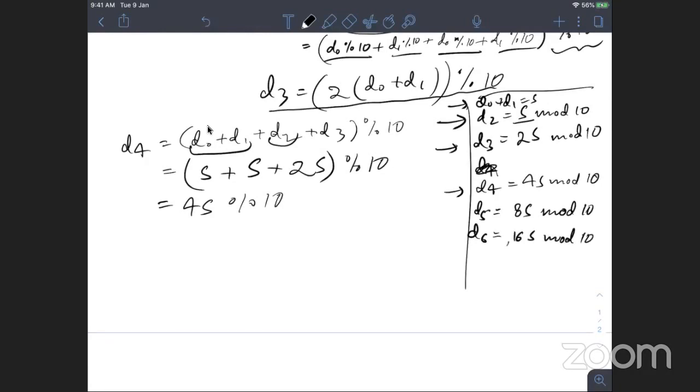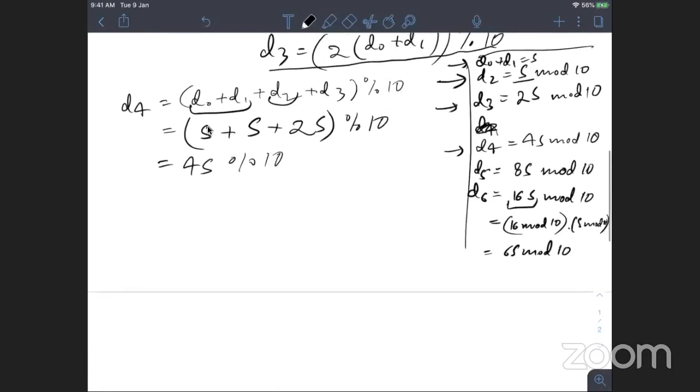But notice that 16S mod 10 can be simplified. It can be simplified as saying 16 mod 10 times S mod 10, which is equal to 6S mod 10. Okay, so D6 is 6S mod 10.